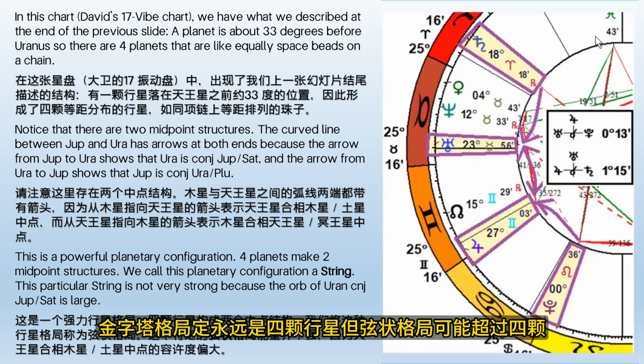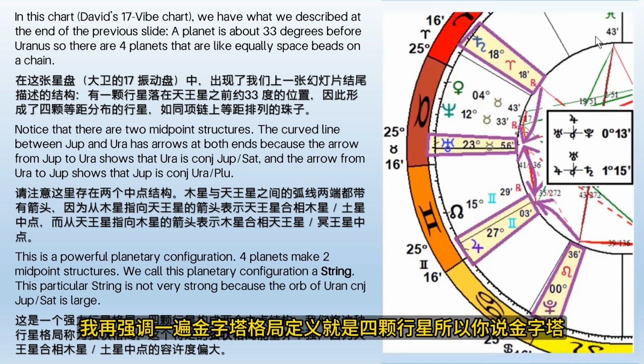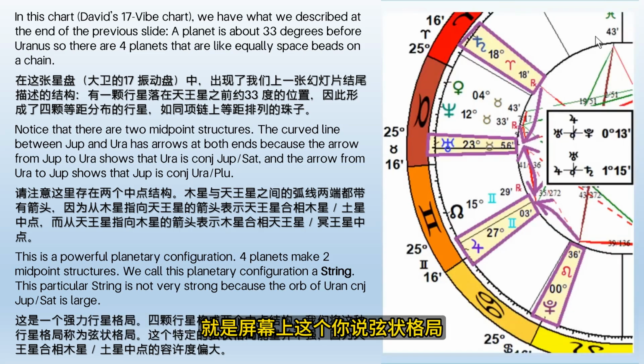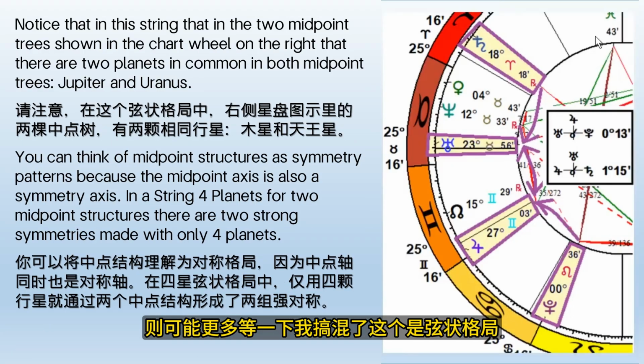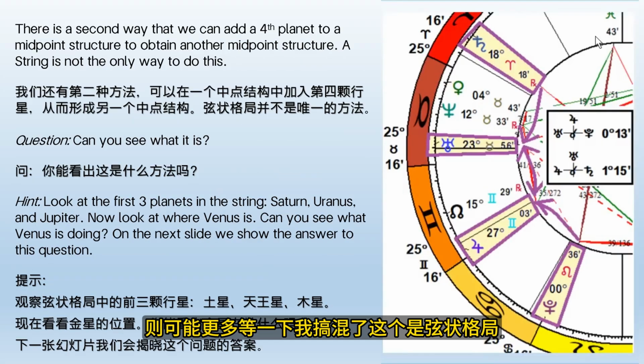Pyramids, by definition, are always 4 planets, but strings can be more than 4 planets. I'll say that again. A pyramid, by definition, has 4 planets. So when you say pyramid, that's what we're looking at right here on the screen. When you say string, then it could be more than that.